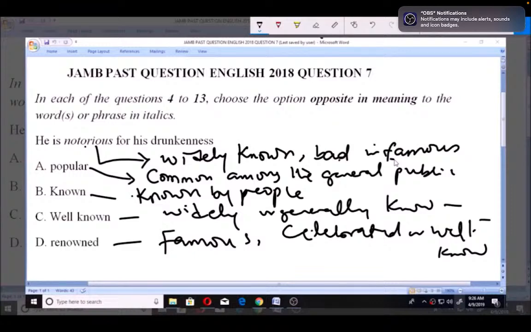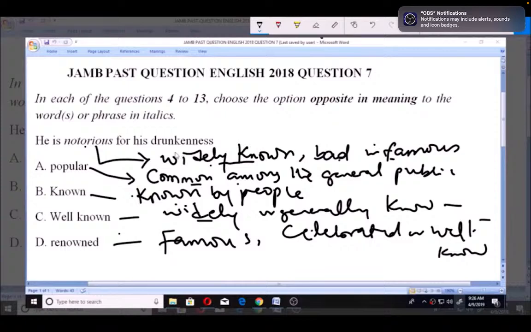So the opposite should be when you are known for a good thing. You can see that most of them simply mean well known. Notorious has something to do with being well known. Popular has something to do with being well known. Known by people. Well known has to do with well known.